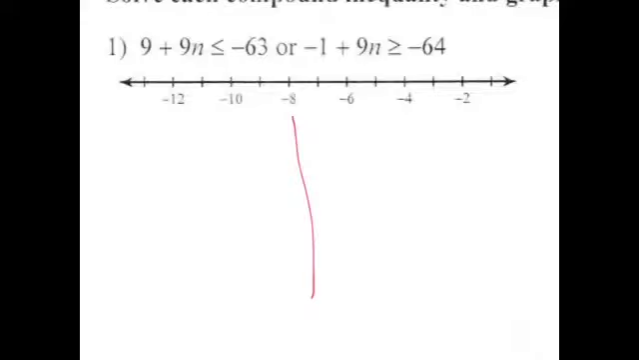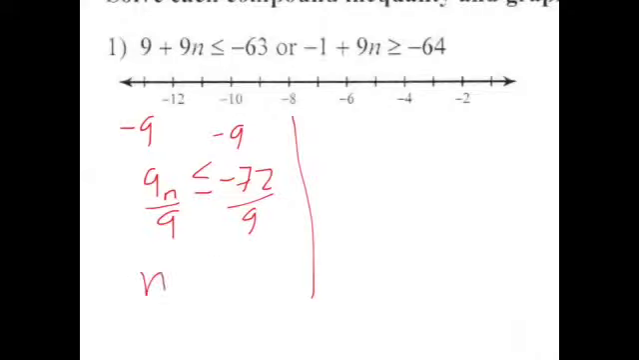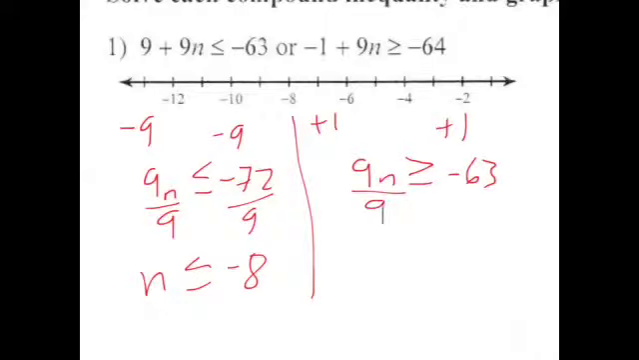On this first one, I'm going to do the left one first. I'm going to subtract 9 from both sides to get 9n less than or equal to negative 72. And if you divide by 9 on both sides, you'll get n less than or equal to negative 8. And on the right side, if you add 1 to both sides, then you'll have 9n greater than or equal to negative 63. If you then finish that out by dividing both sides by 9, you'll have n greater than or equal to negative 7.